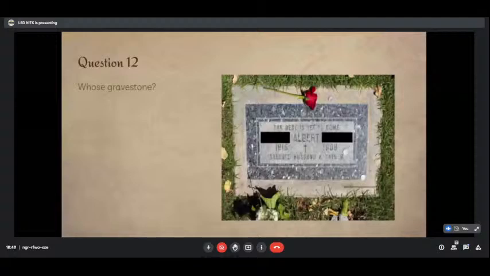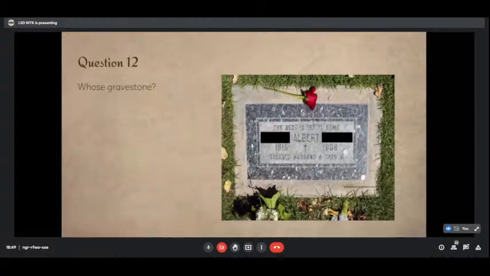I'll read out what it says. It says, the best is yet to come. Blank Albert Blank is the name of this person. He was a beloved husband and father who lived between 1915 and 1998. So all the clues that you need to crack this one are in the image itself. So we want you to identify whose gravestone this is.